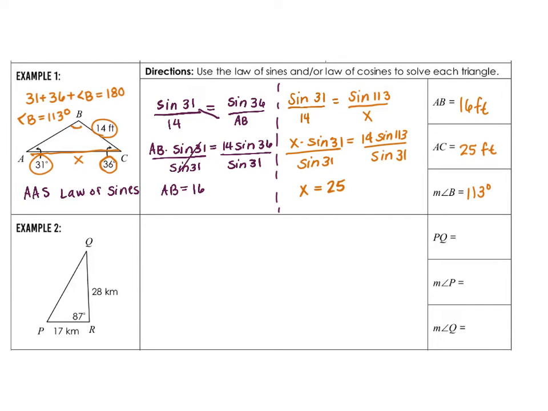All right, now moving on to our next problem. And again, look at what you're given and see if you can determine what we need to use first. On this one, it looks like we have a side, an angle, and a side, side, angle, side. So that tells me we probably need to use the law of cosines.